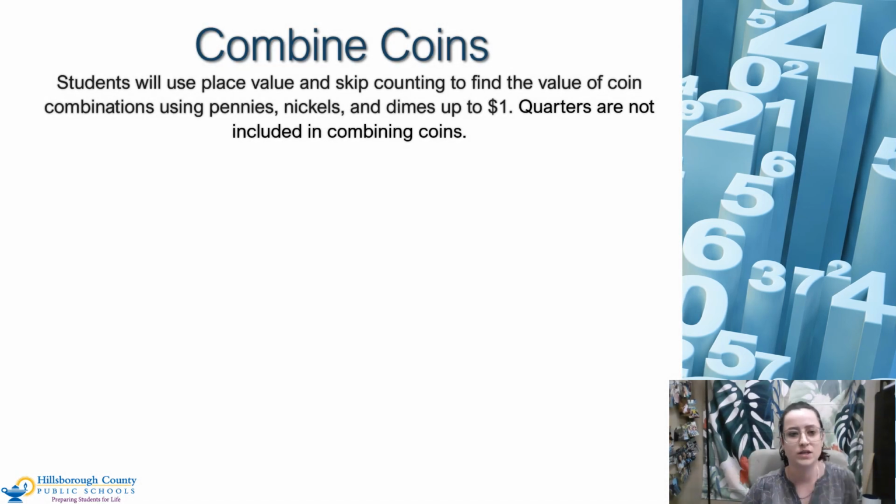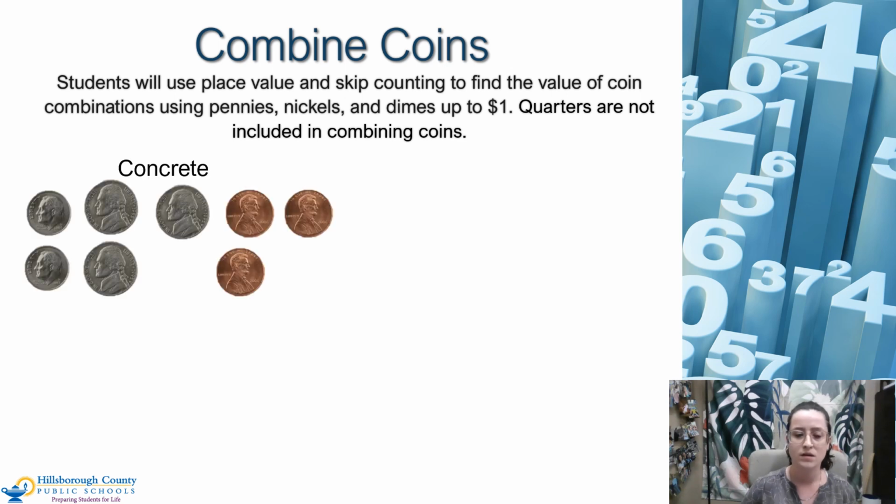Students in first grade are going to be using place value and skip counting to find the value of coin combinations using pennies, nickels, and dimes up to $1 or 100 cents. It's important to note that quarters are not included in combining coins. So when we think about the concrete model, we can give students a set of coins and we can start asking them what might be the best way to count these. We want students to make connections between skip counting and counting on.